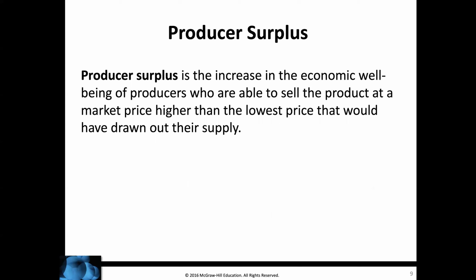So the producer surplus, similar to the consumer surplus, is the increase in the economic well-being of producers who are able to sell the product at a market price higher than the lowest price that would have drawn out their supply. In other words, they're willing to sell it at a lower price, but they can sell it at a higher price. So the difference between the price they were willing to sell it at and the price they actually sold it at, assuming it's higher, is what we call a producer surplus.